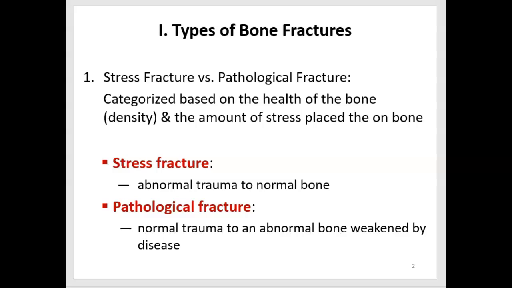So a stress fracture is normal, healthy bone exposed to an abnormal trauma. Versus a pathological fracture, now you have abnormal bone, sometimes weakened by disease. There's a number of reasons, but then a normal trauma to this weakened bone, like you accidentally bump your arm on something, can result in a bone break or fracture. So this is one way to classify bone fractures. Is it a stress fracture or is it a pathological fracture?